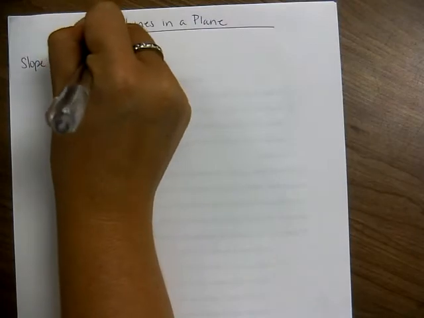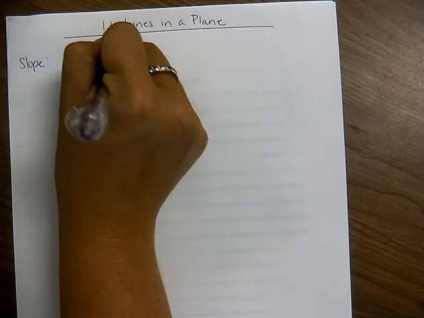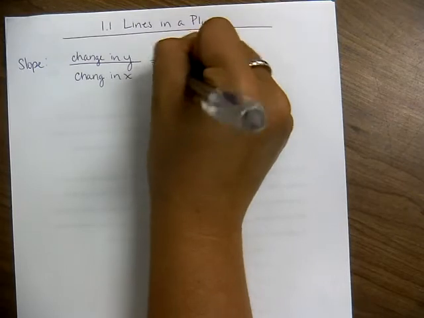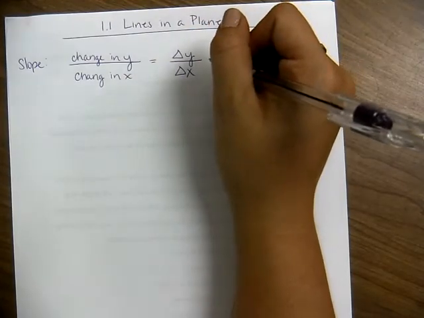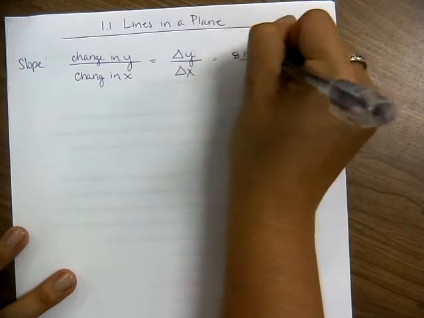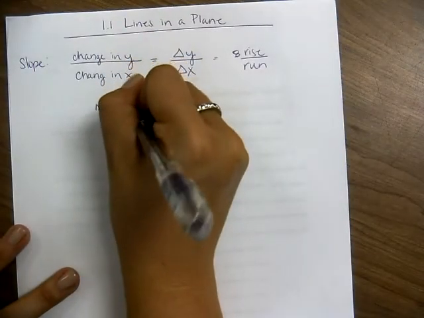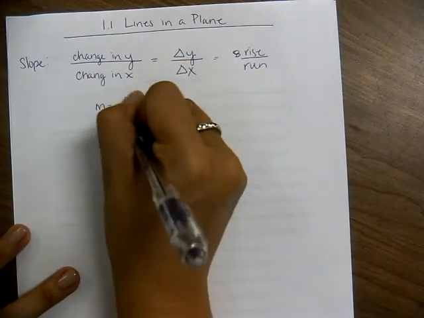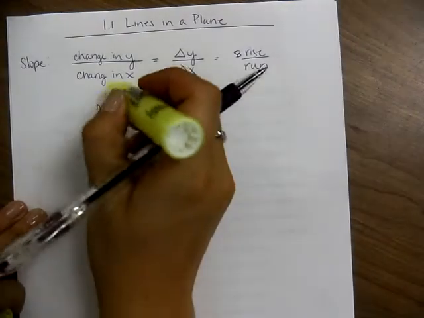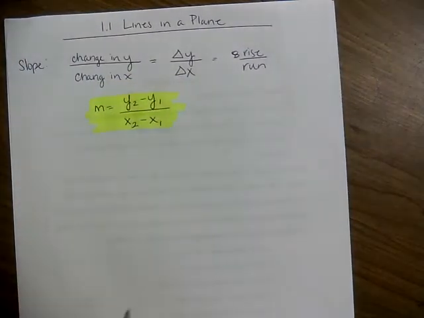Which we know is the change in y over the change in x. You can also write it as delta y over delta x, which means the same thing, change in y over the change in x. We also know it as the rise over the run. Most importantly, though, we know the formula. M equals y2 minus y1 over x2 minus x1. Okay, this is something that you should remember from many, many math classes. If you don't, though, you need to make sure you memorize it.